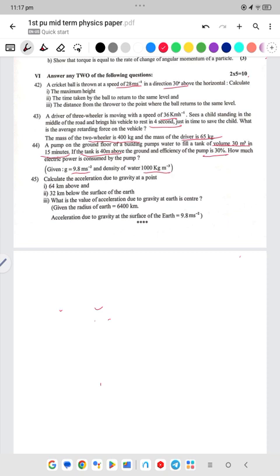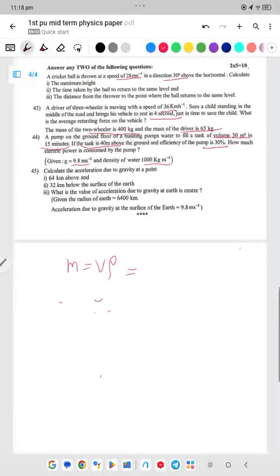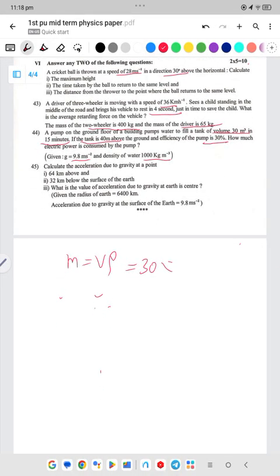They have given V. Let us consider V is 30 meter cube, T is 15 minutes, H is 40 meter, and efficiency is 30%, and density of water is 1000 kg per meter cube, and gravitation g. Now, mass of the water pumped is given by m is equal to V rho, where V is the volume. Volume is 30 into density of the water 1000. I will get around 3 into 10 to the power 4 kg.